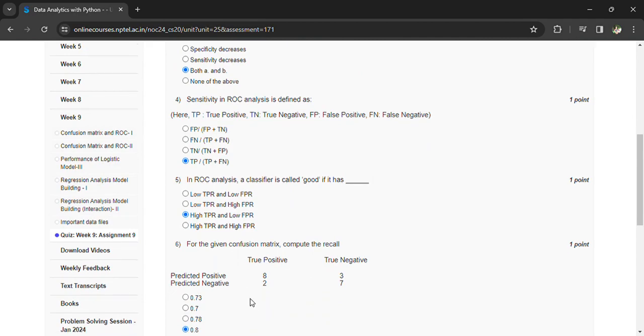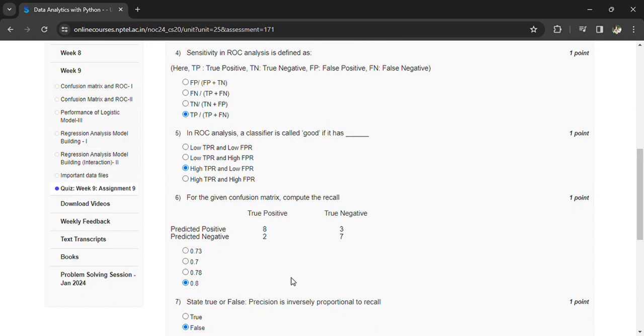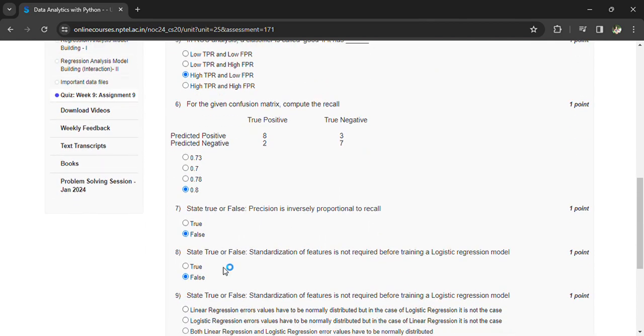For a given confusion matrix, compute the recall. Based on the recall formula, the value is 0.8. State true or false: precision is inversely proportional to recall. That is false.